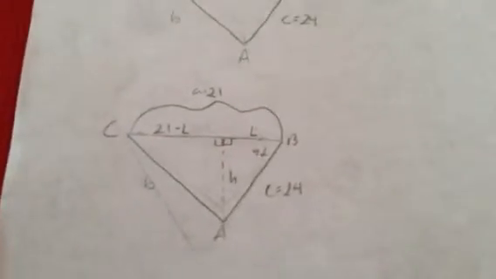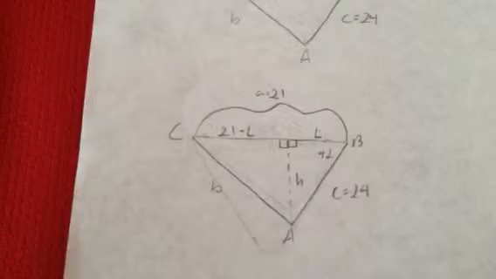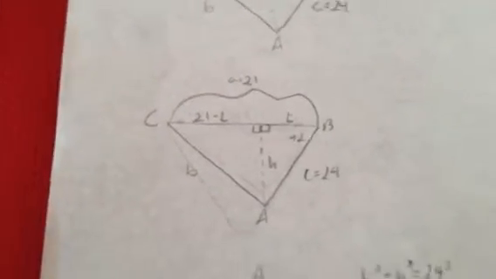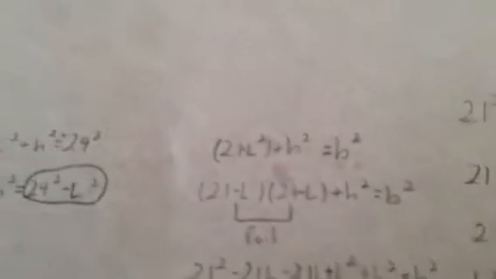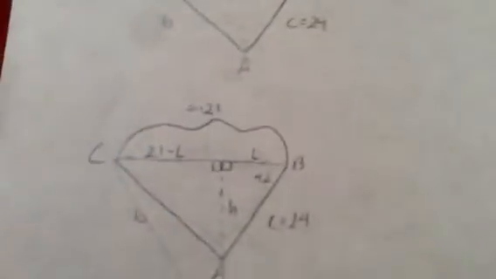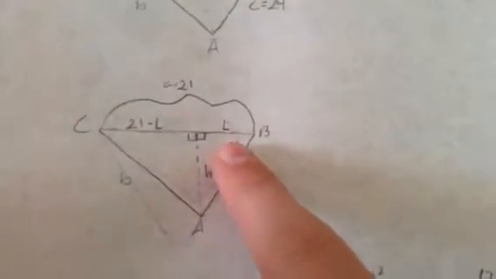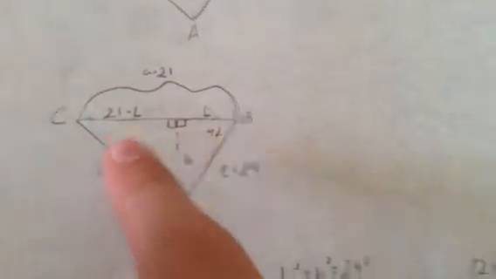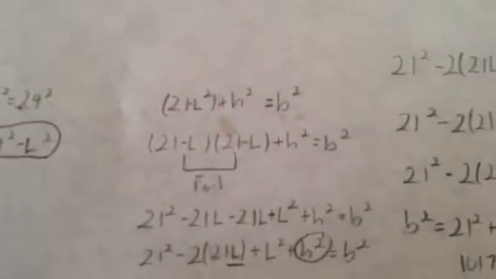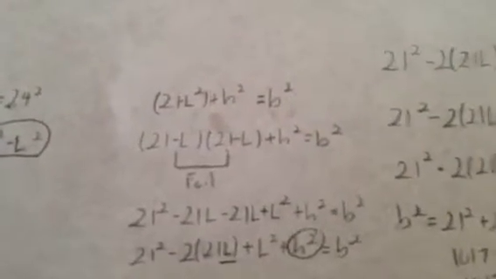But now we want to find out what our other one is. So again, we use Pythagorean theorem for this side, and we'll get 21 minus L, because you can see, since we don't know either of these values, but we know it's out of 21 and this is L, then we know that this is 21 minus L. So that's how we get that. So (21 minus L) squared plus H squared equals B squared.